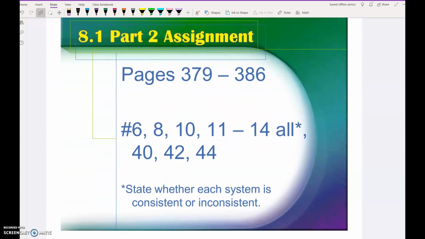I do have a graph page so that you don't have to sketch these graphs just on notebook paper. 6, 8, and 10, you need to graph. 11 through 14, just decide how many solutions and is it consistent or inconsistent. Number 40, you will need to graph.